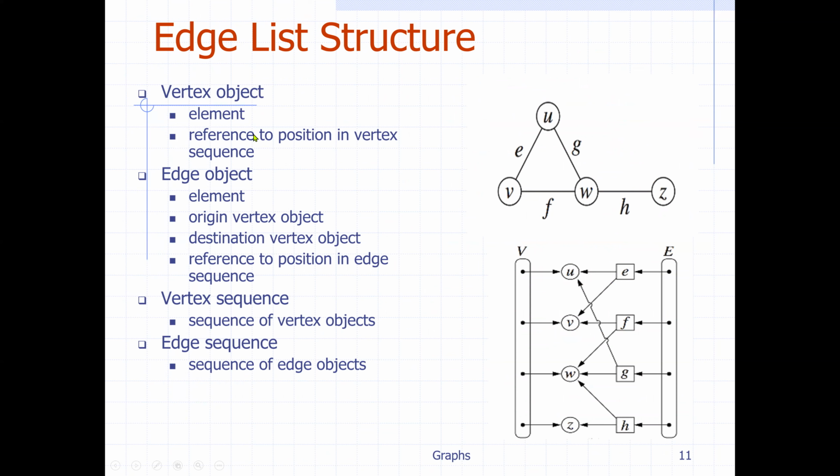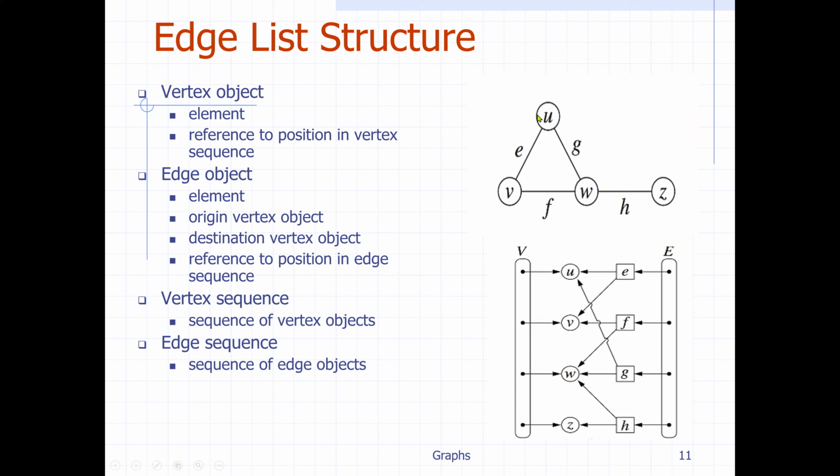So this is an edge list structure. Here we say the vertex object may have an element and also a reference to its position in the vertex sequence. An edge object has an element, and we may have the origin vertex object, the destination vertex object, then a reference to its position in the edge sequence. Then we have the vertex sequence, which is the sequence of vertex objects, and the edge sequence will be the sequence of edge objects.